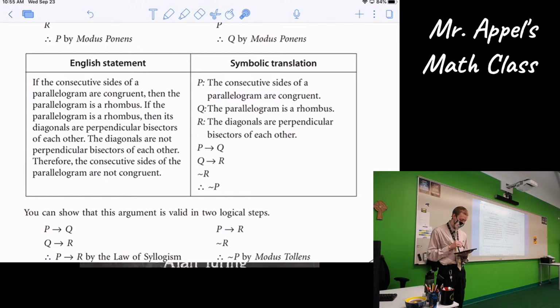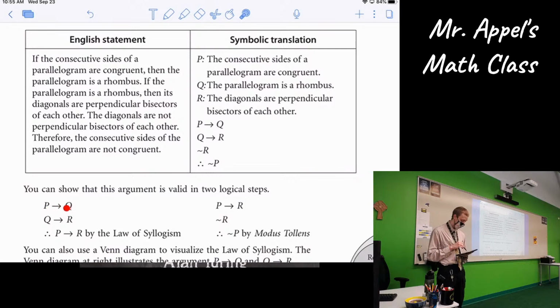Right? So first, let's break it down. We've got if P then Q, consecutive sides leads to rhombus. Right? And then rhombus leads to perpendicular bisectors, if Q then R. But we said not R. That is not true.